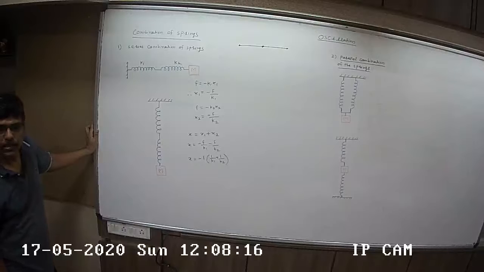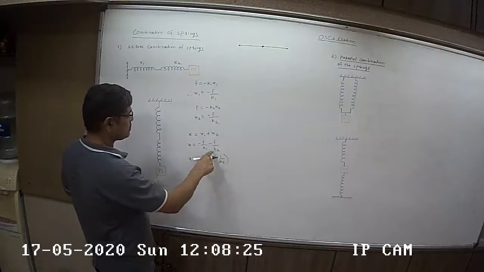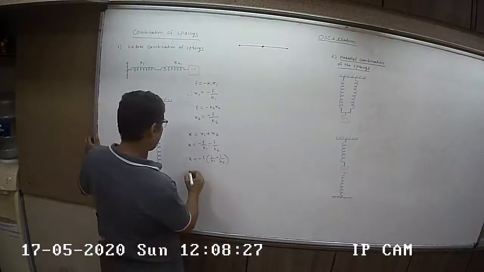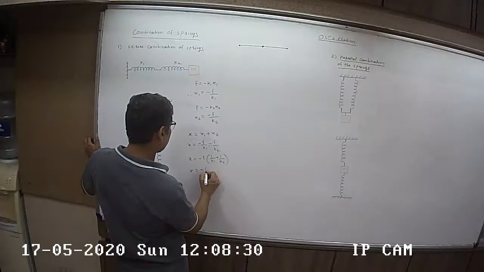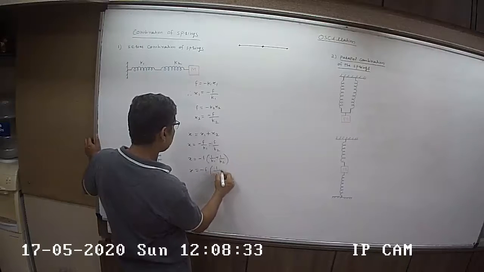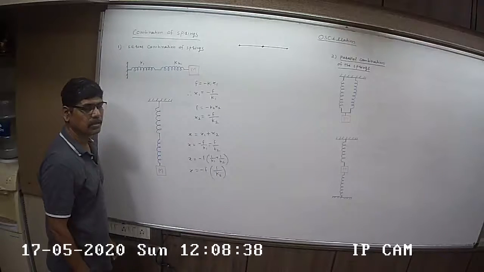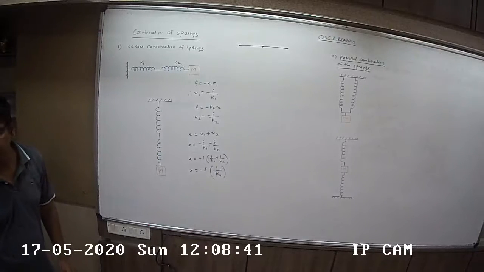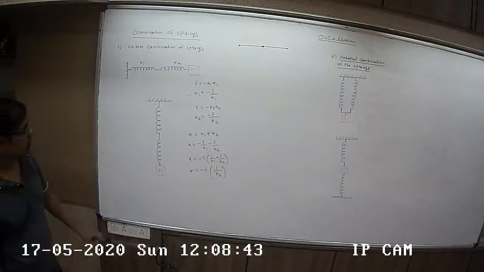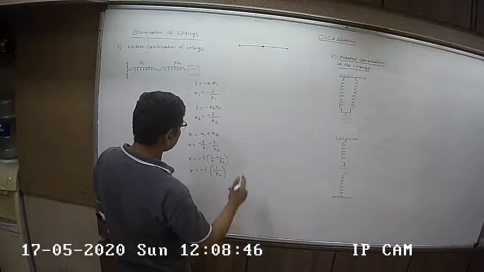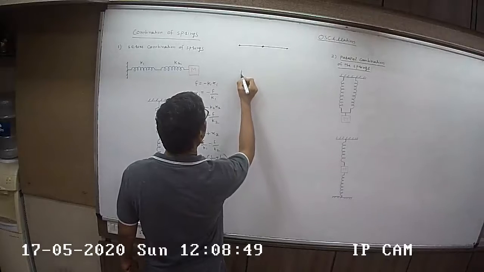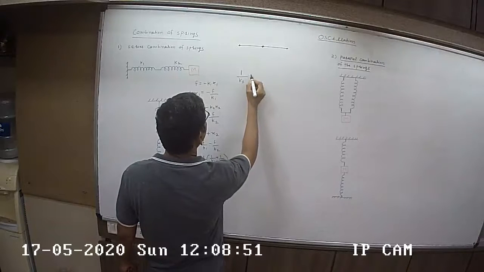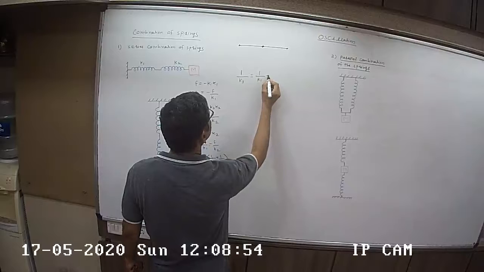Okay. Now let us say the effective spring constant in series combination is Ks. So in place of this, I substitute Ks. So x is equal to minus F upon Ks, where Ks is the effective spring constant when they are connected in series combination. So when you compare these last two expressions, you will get 1 upon Ks is equal to 1 upon K1 plus 1 upon K2.